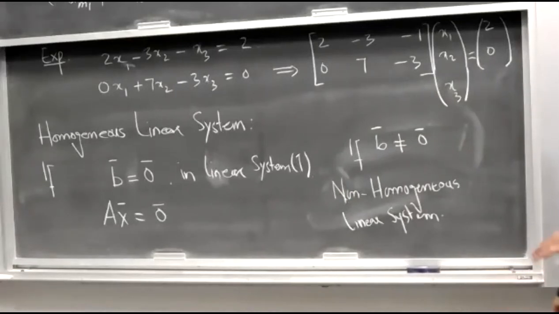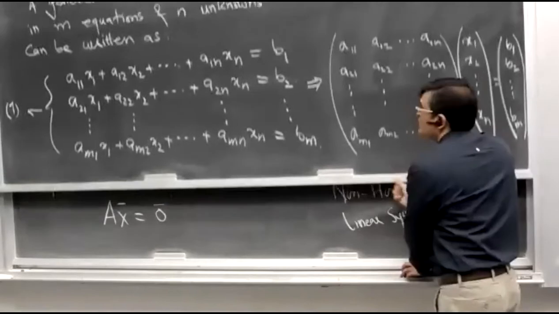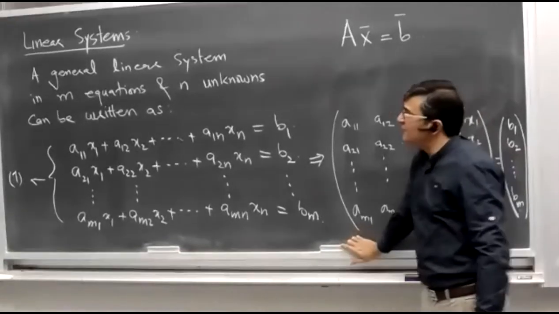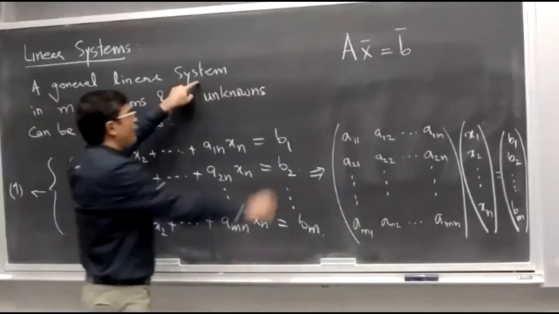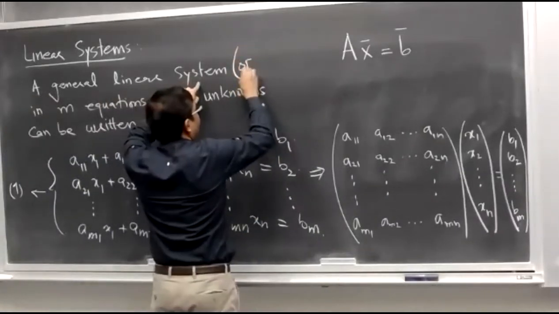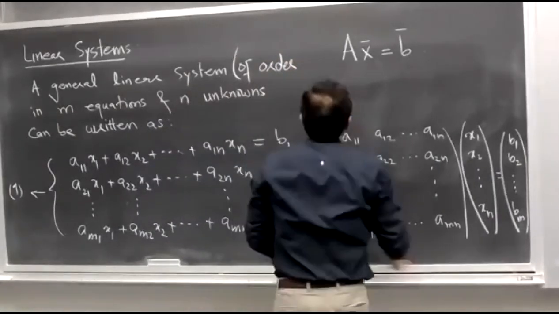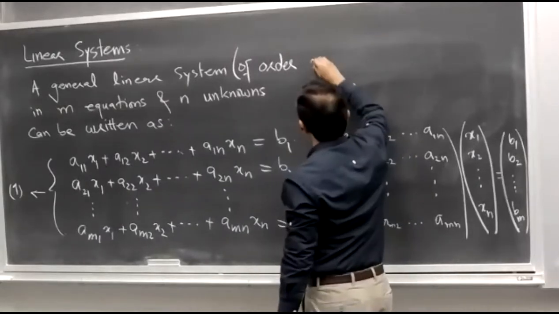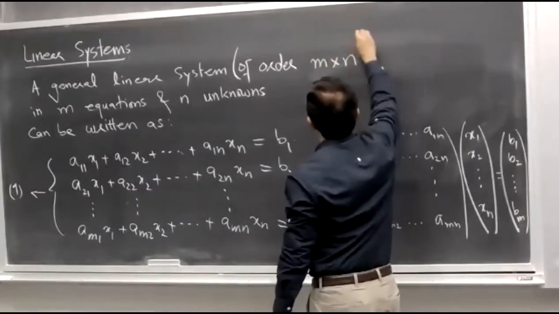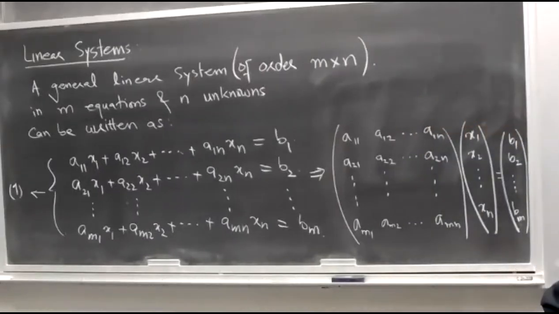And the order of any linear system is what? Order of a linear system is basically the number of equations times the number of unknowns. So this is the order of that linear system. Remember this.